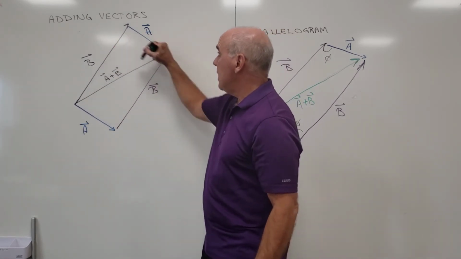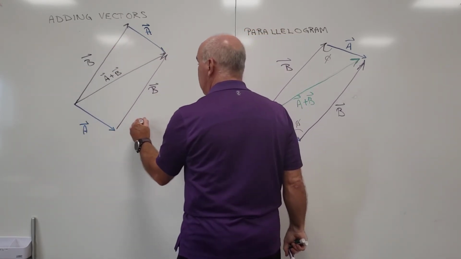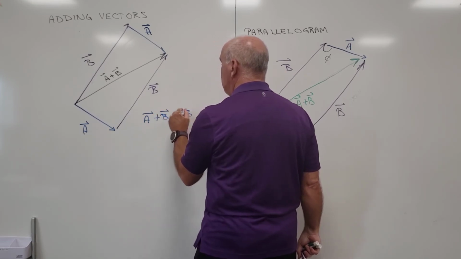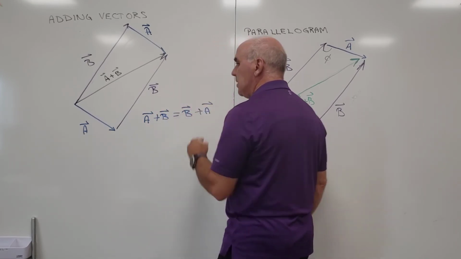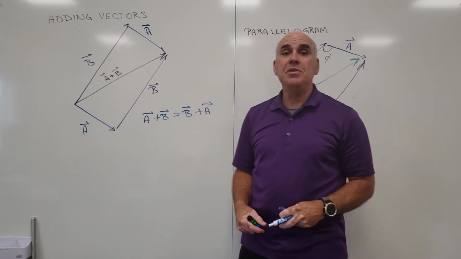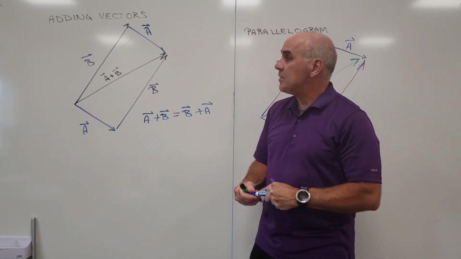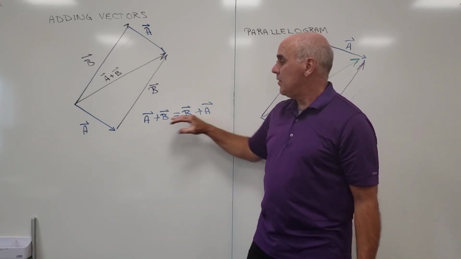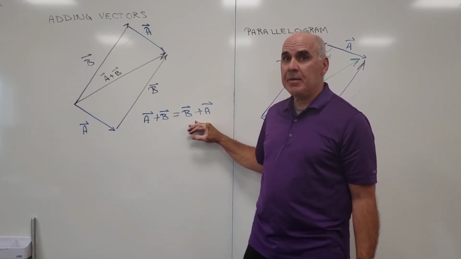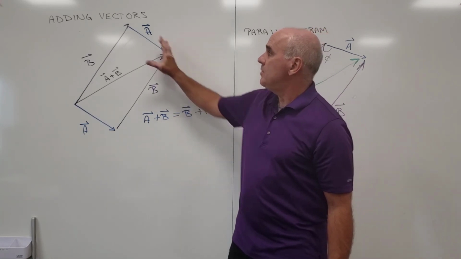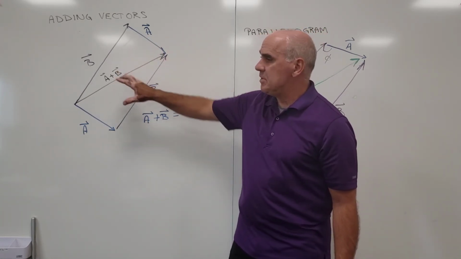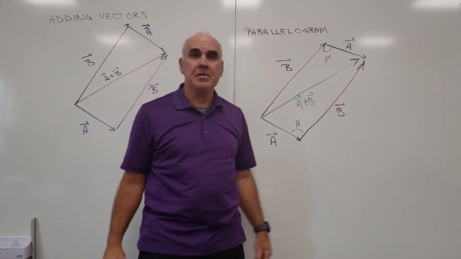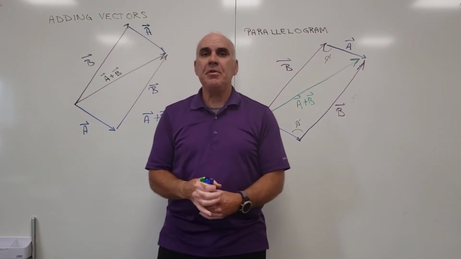And this actually says a lot, because this tells me that A plus B is the same as B plus A. So adding vectors is commutative. When I sum vectors together, that is a commutative operation. Okay, so there's adding vectors tip to tail, and here is adding vectors using the parallelogram method. All right, so there's a pretty good review.